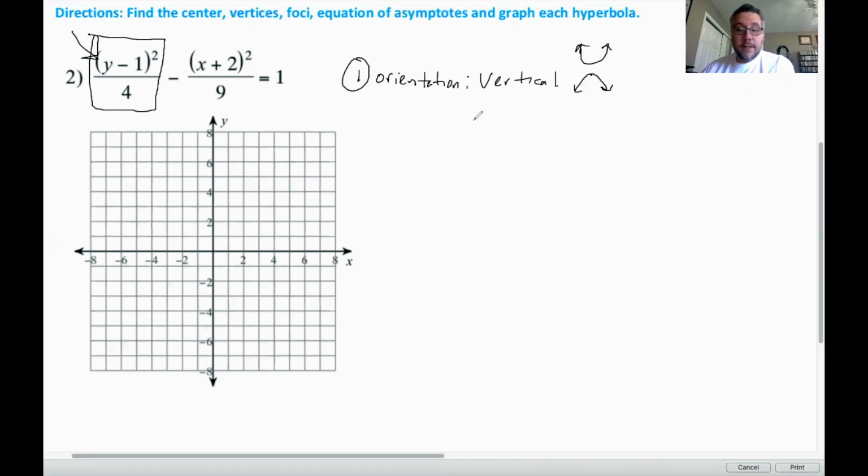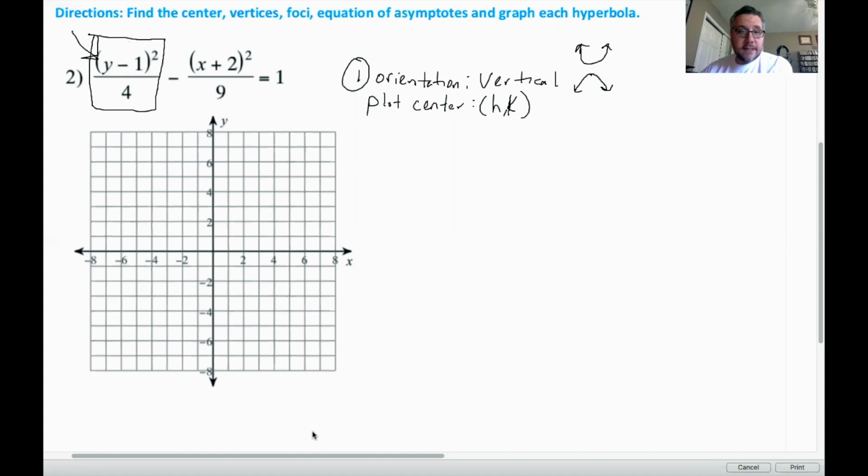Once you have the orientation correct, that's gotten by the first fraction, you want to plot the center. Now, remember, the center in terms of a formula is HK. H is the coordinate after the X, K is the coordinate after the Y. Now, this is where most students make a mistake. You get really excited. You say, all right, I see you here, 1. But no, this 1 is attached to the Y variable.